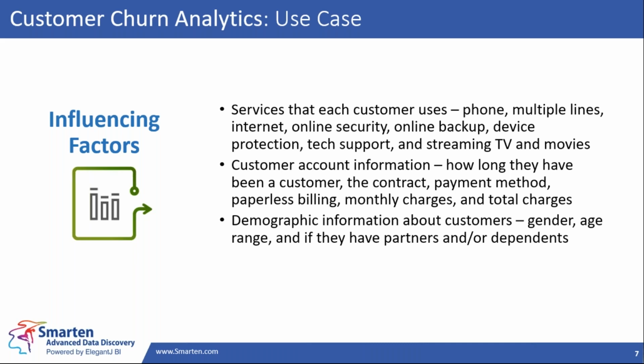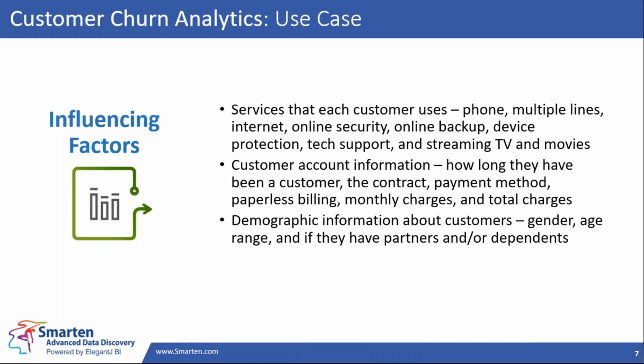Influencing factors could be many, like the services customers may use. They might be using phone, multiple lines, internet, online security, and many other services. This is an example of a utility company providing telecom related services and value-added services, such as whether the customer is using streaming TV or not, movies or not. Information that may have an impact could be customer account information, like how long they have been a customer, what the contract is, whether it is a month-to-month, yearly, or long period contract, and what the payment methods are.